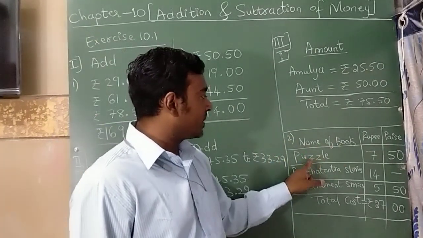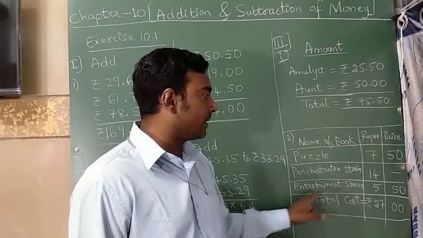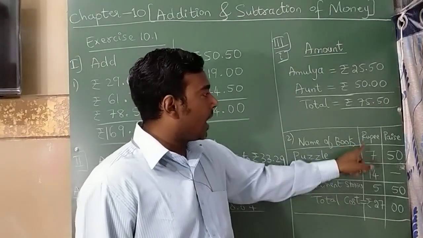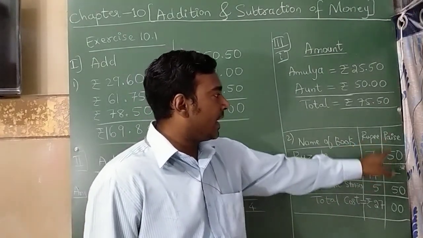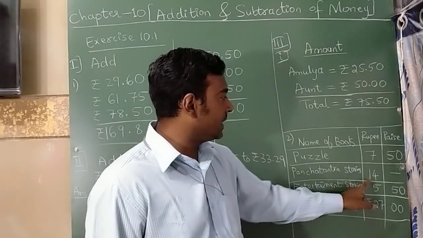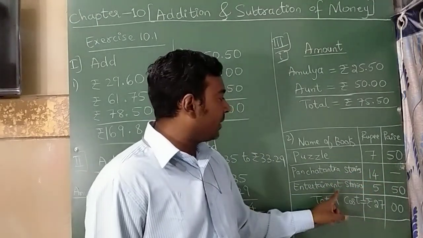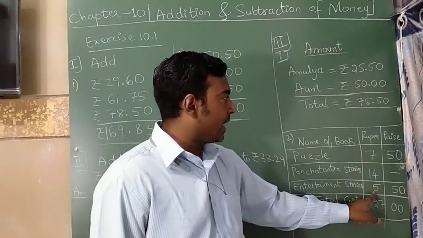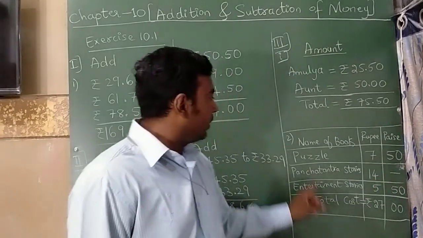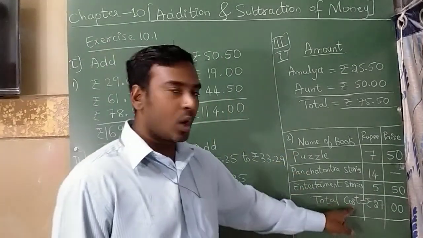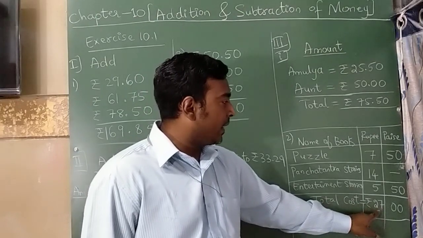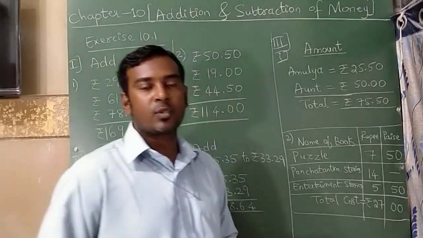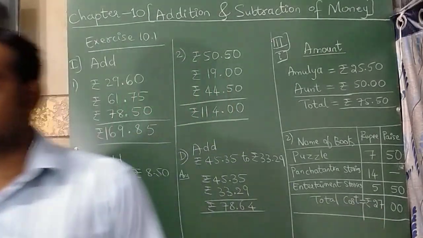The names of the books are Puzzle, Panchatantra Stories and Entertainment Stories. The amount is rupees 7 and 50 paise for this, for this it is rupees 14, and for this rupees 5 and 50 paise. If you add all this, the total cost will be rupees 27. Fine. So let's move on to the next question.